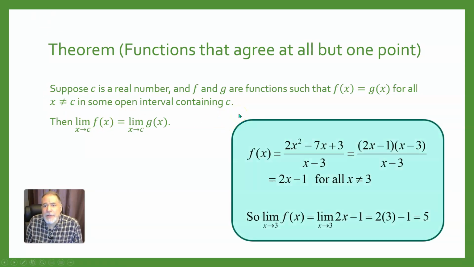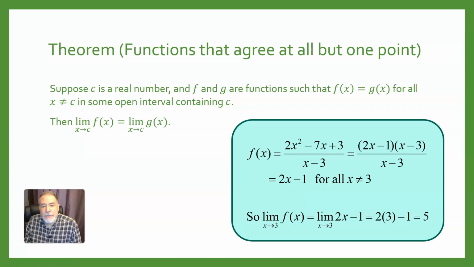And we saw an example of that in the previous video. So if you watched part 1, you saw my example of the function 2x squared minus 7x plus 3 over x minus 3. And you saw how that can be simplified to 2x minus 1 by factoring and then canceling the common factor of x minus 3. So the original function (2x squared minus 7x plus 3) over (x minus 3) is equal to 2x minus 1 for all x other than 3.